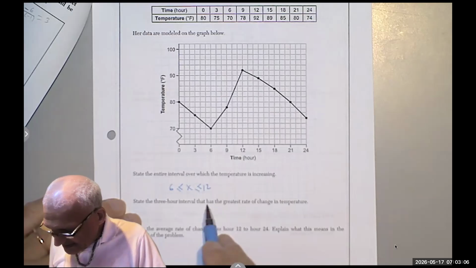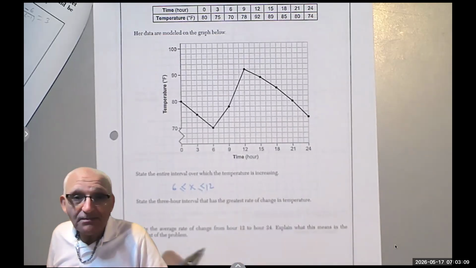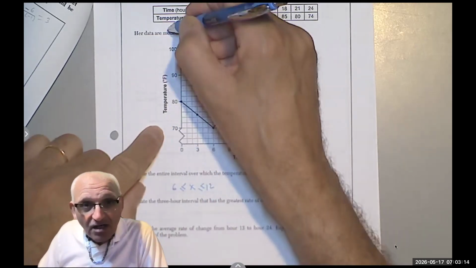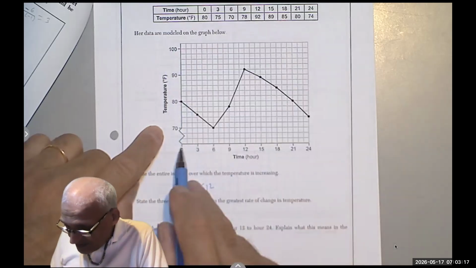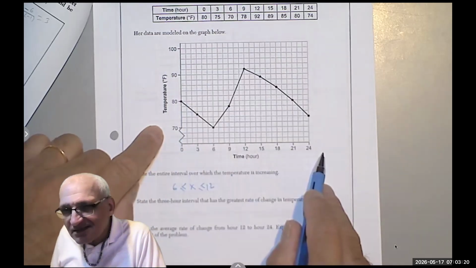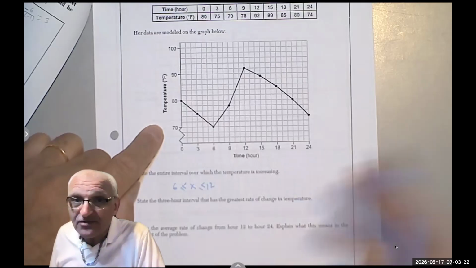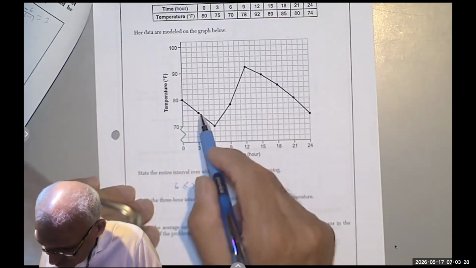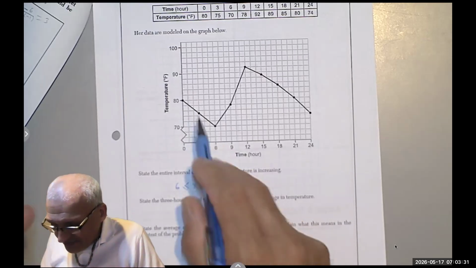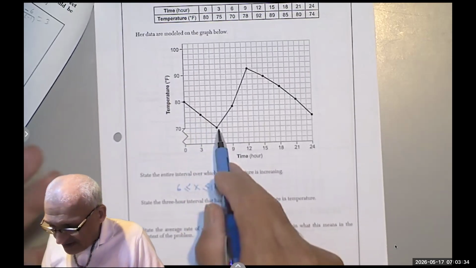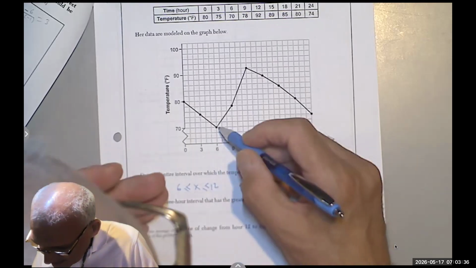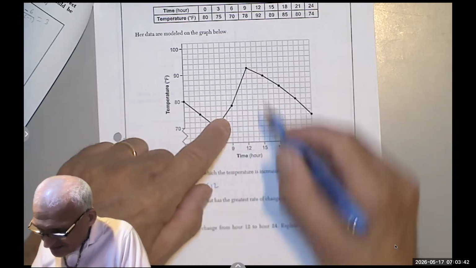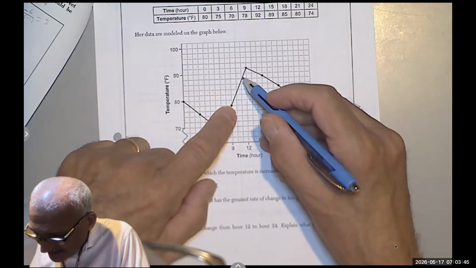State the 3-hour interval that has the greatest rate of change in temperature. The rate of change is the rate of change in the y with respect to x. What do we call that? The slope. Yes. It can be positive or negative. So I see here that I'm dropping from 80 to 75 in 3 hours. So I drop 5. Here, I drop another 5. Here, I go up 2, 4, 6, 8. So this is better. In the next 3 hours, I go 2, 4, 6, 8, 10, 12, 14.